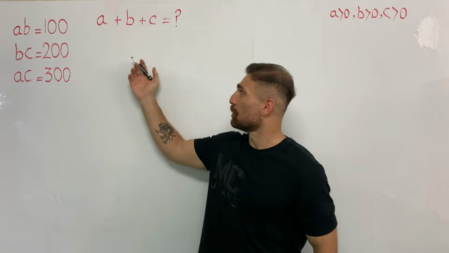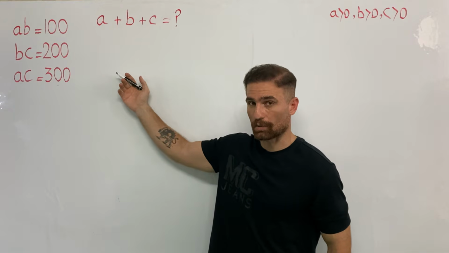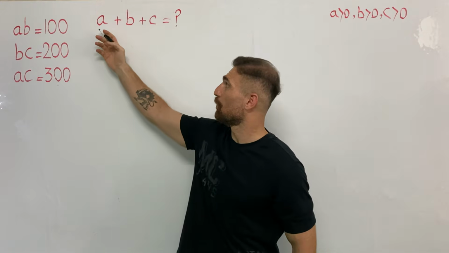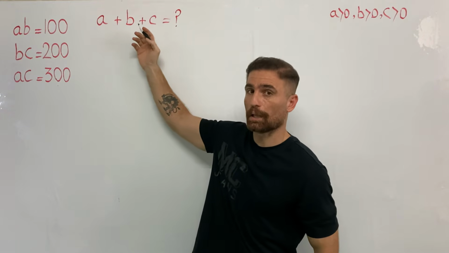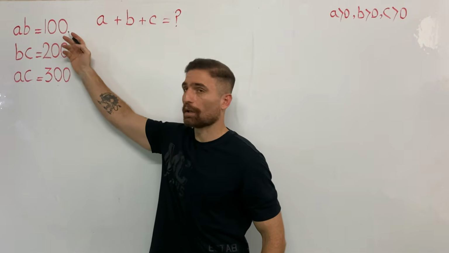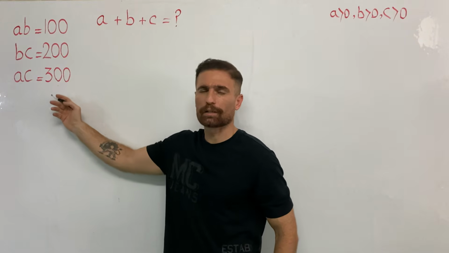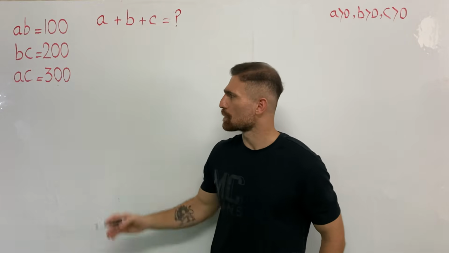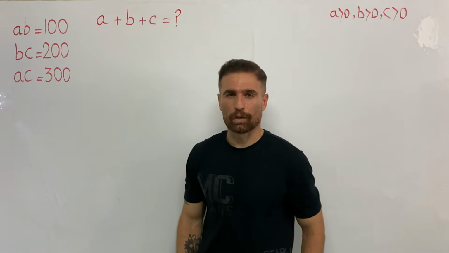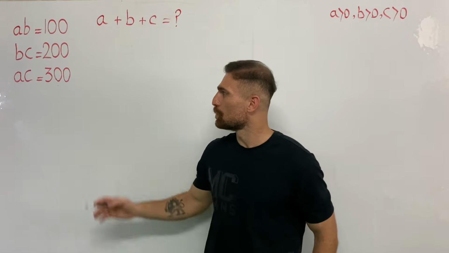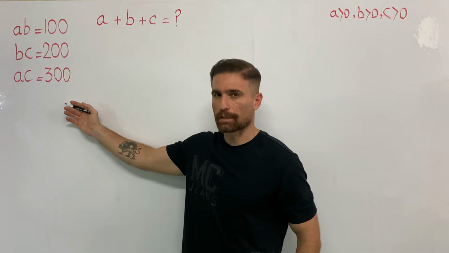But what is the question and where should we start the solution? The question says, find the value of A plus B plus C, where AB is 100, BC is 200, and AC is 300. What is your strategy to solve this type of question? Follow me. After a few minutes, you see how simple this question is.